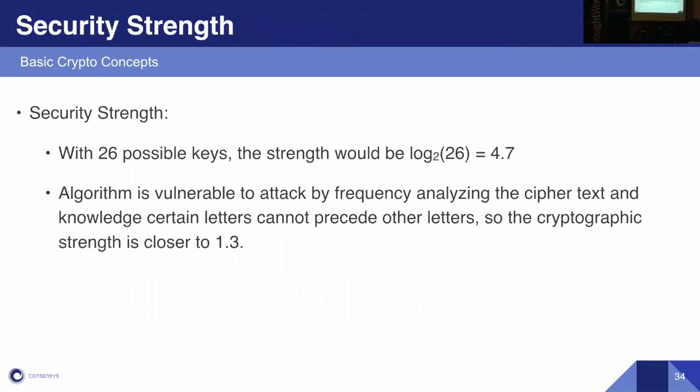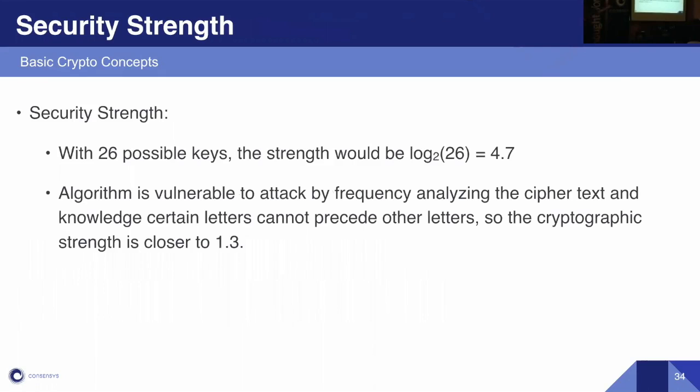Here. So we're talking about security strength. Security strength is another aspect. For this monoalphabetic substitution cipher, we've got 26 possible keys, if you allow for the key being itself. And so you could say log base 2 of 26 is 4.7. So you could say the security strength of this cipher is 4.7.